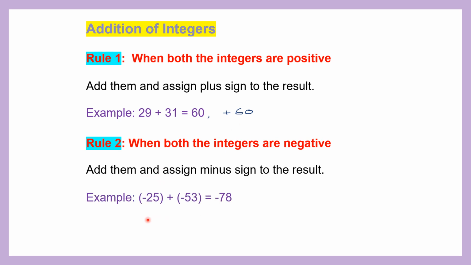Now look at this example. Minus 25 plus minus 53, both are negative integers. So negative 25 plus negative 53, you have to add it up, you get 78. And what sign should we give it? We should give it a minus sign. So the answer is negative 78. So this is rule 1, when both are positive, add and give it a positive sign. Rule 2, when both are negative, add and give it the negative sign.